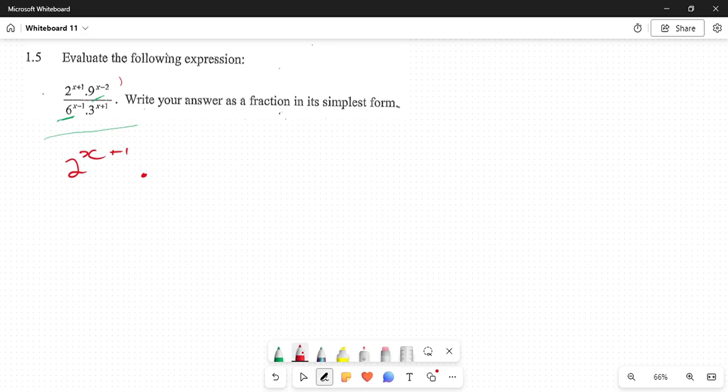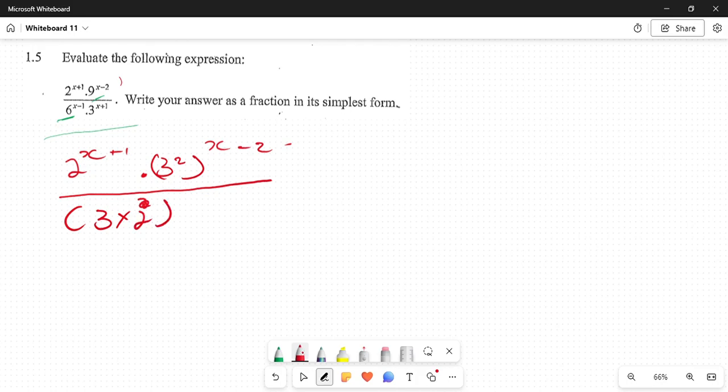This 9, you can write it as 3 to the power 2, all to the power x minus 2, all divided by this 6, which can be written as 3 times 2, all to the power x minus 1, multiplied by 3 to the power x plus 1. Now what do we do next? We're gonna simplify, remove the brackets.